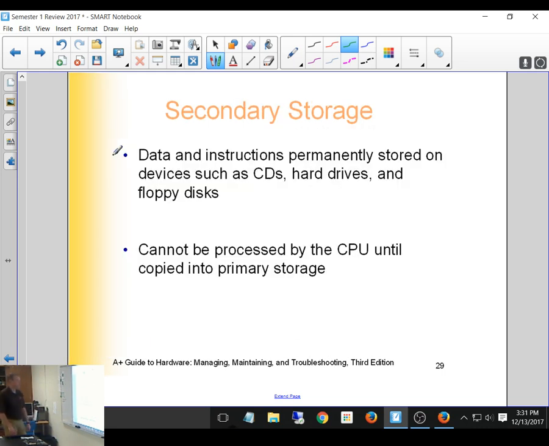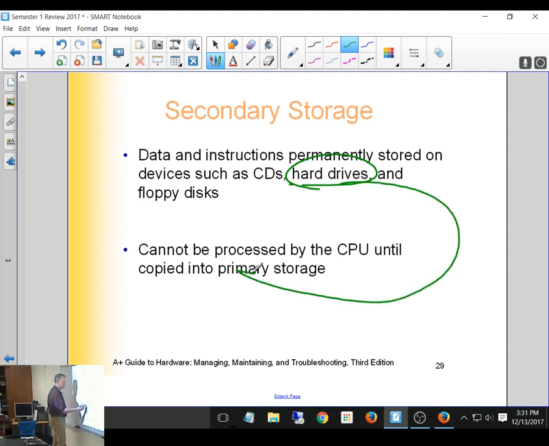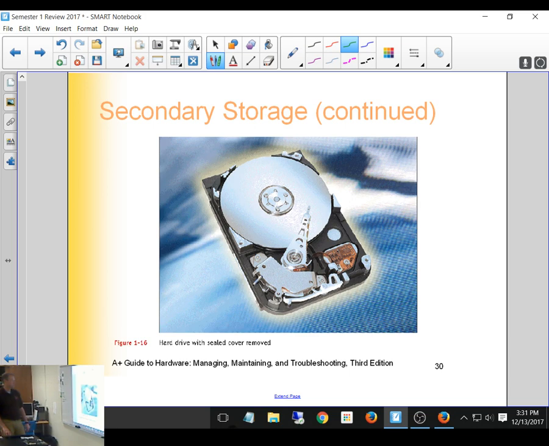Secondary storage is where data and instructions are permanently stored. Things like CDs, hard drives, flash drives can't be processed by the CPU until they're copied to primary storage or RAM, which is why it's important that wherever it's stored also be fast, because it has to be pulled off of here and taken to there before the CPU even talks to it. So if we've got a really slow hard drive and a really fast CPU, we're going to feel like we have a really slow computer.